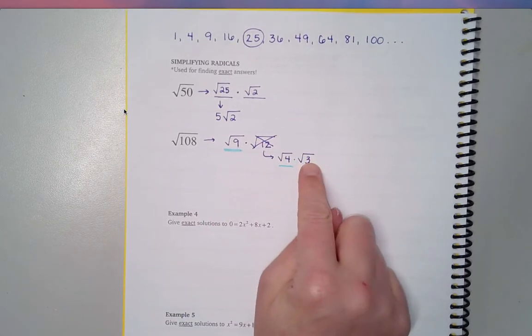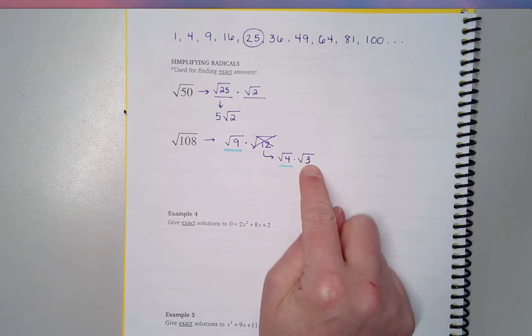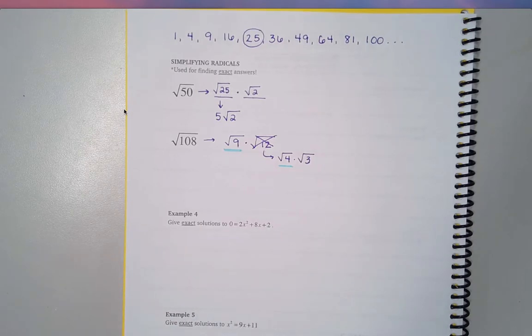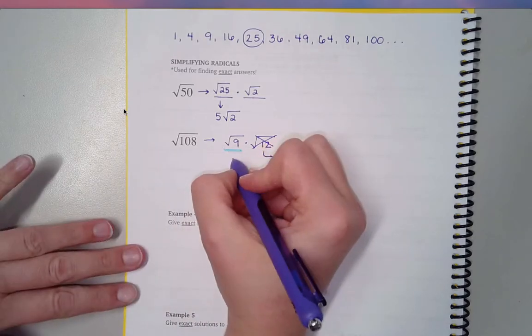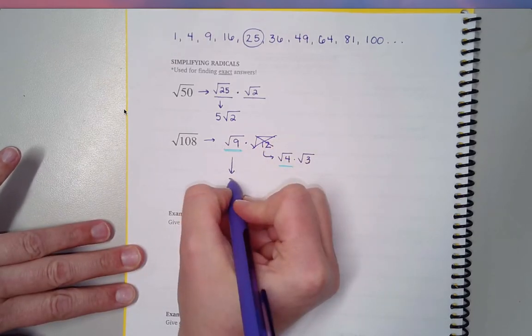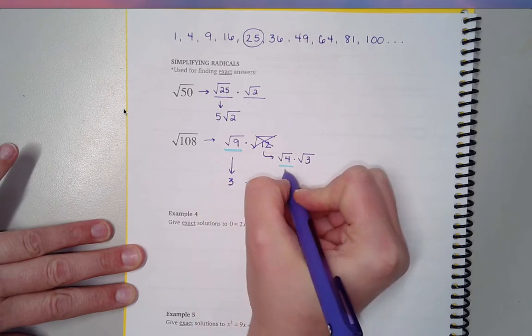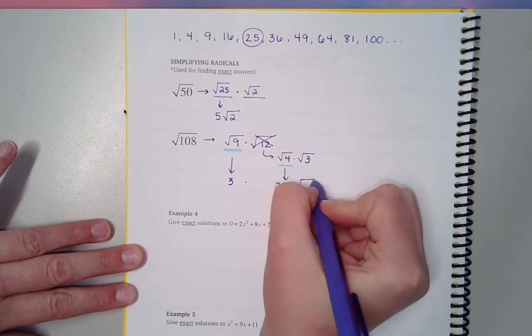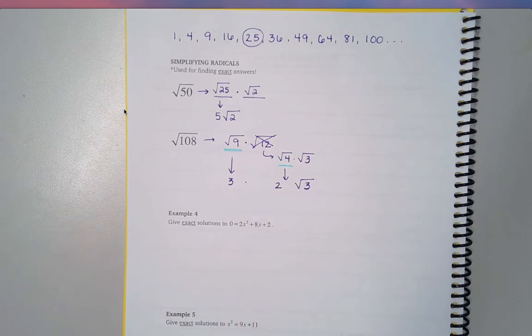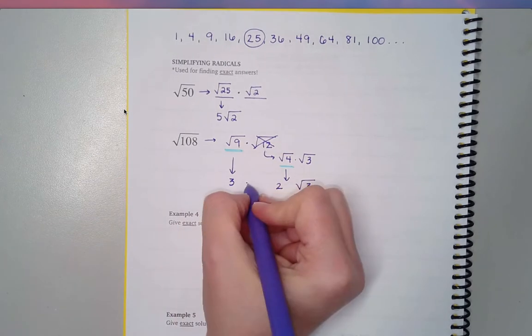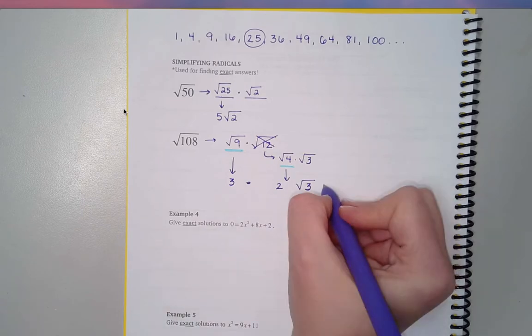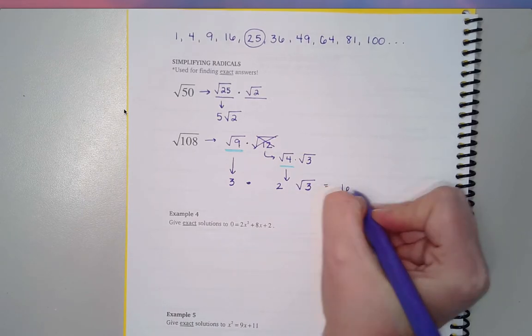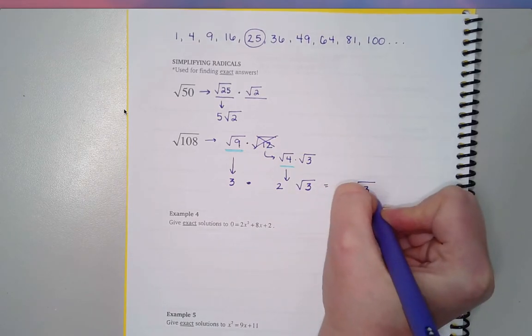Now I'm left with the 3 down here. There are no other perfect squares that go into 3. So I've gone as far as I can go. And that means I have the square root of 9, which is 3, the square root of 4, which is 2, and then a square root of 3, which I can't do anything else with. And you'll notice that's multiplication in between there. So I would really turn this into a 6 square root of 3.